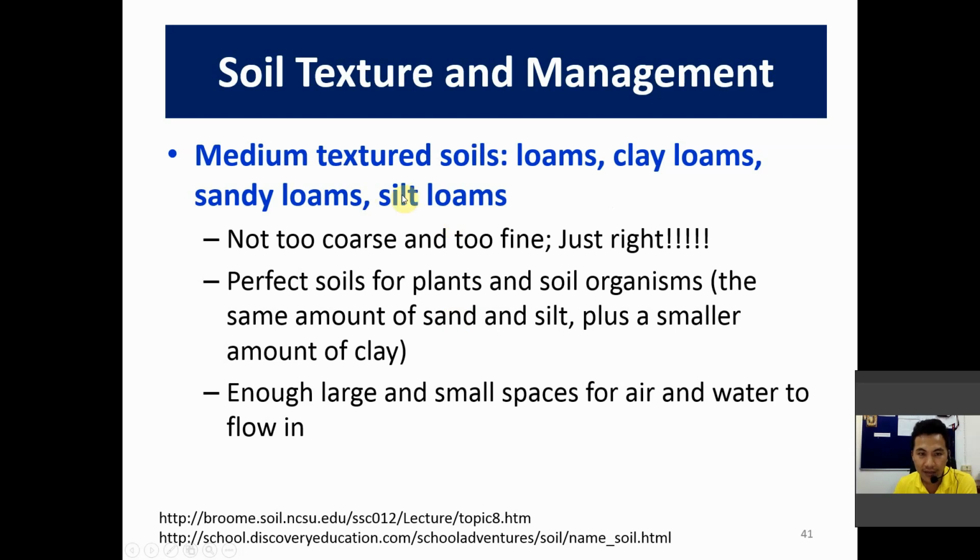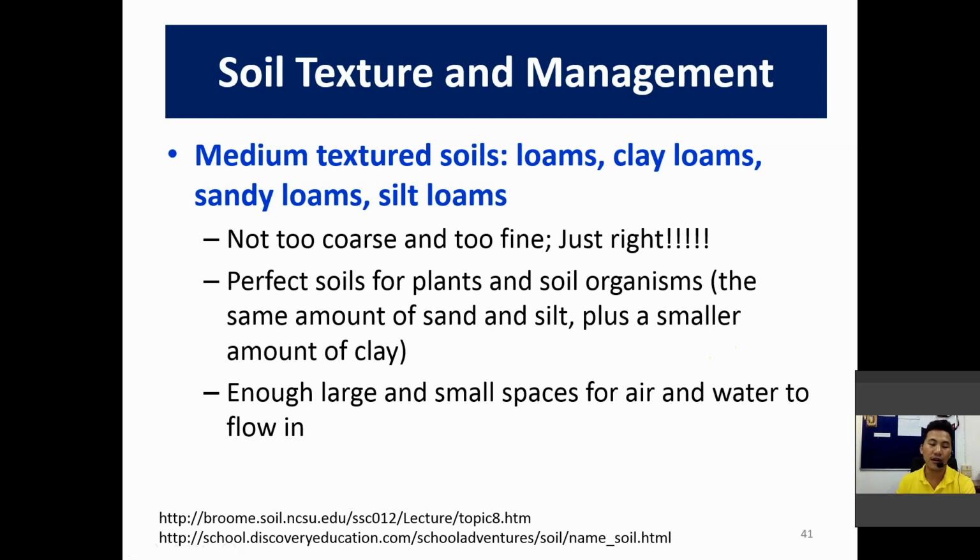So for that theory, you see that medium texture is something that we like to have, and that is loam, clay loam, sandy loam, and silt loam. This is a really good soil texture because it's not too coarse and not too fine. It's just the right proportion of sand-silt-clay. So this is normally perfect or very appropriate for plants to grow or soil organisms when you need both water and air.